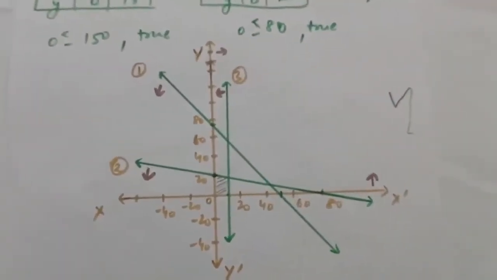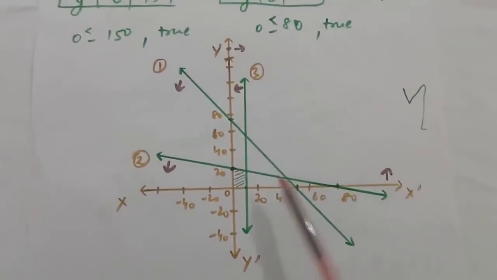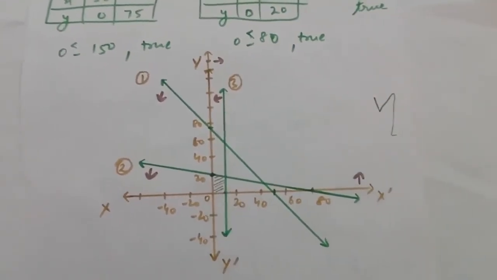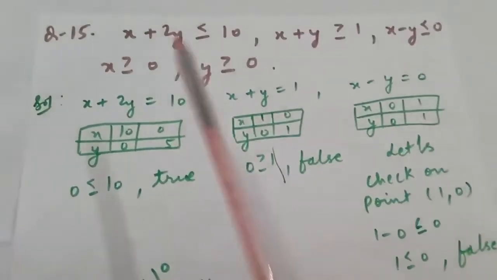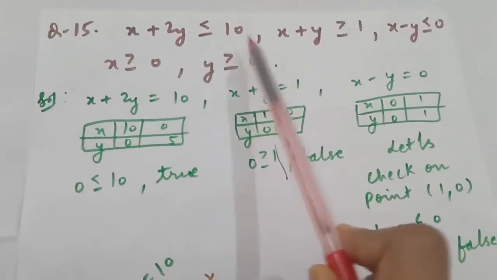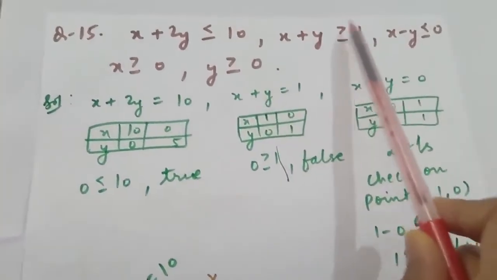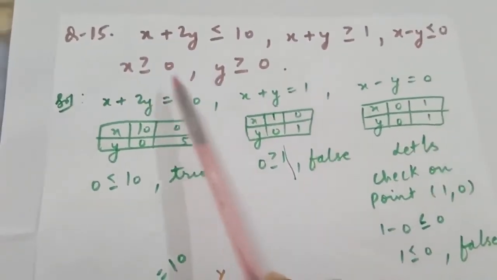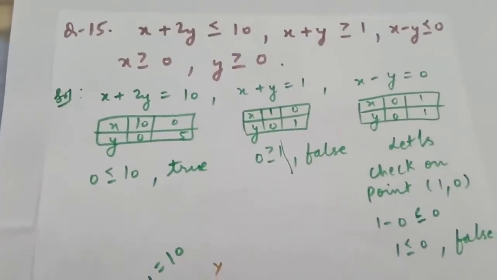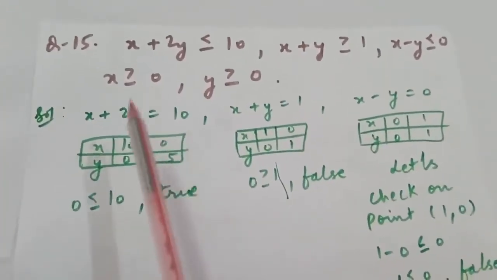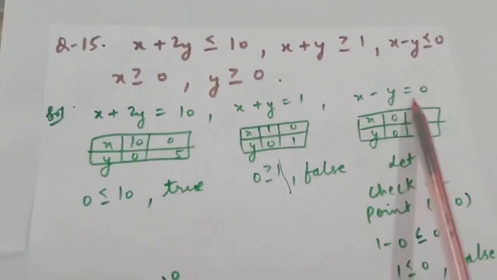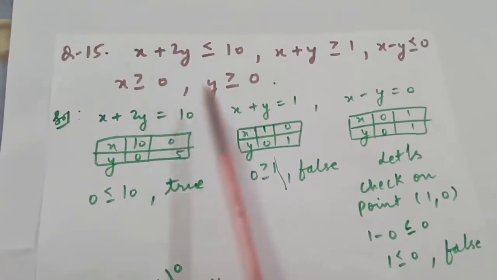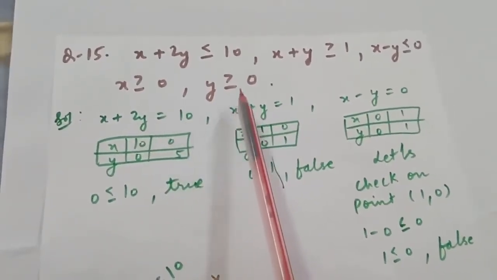Now when we will find the common region of all these lines, the solution will come this, right? This is the solution region. Okay. Now question number 15th, x plus 2y equal to less than 10, x plus y equal to greater than 1, x minus y equal to less than 0, x and y both are given as equal to greater than 0. We will draw the equations. We will draw the graph of the equations first, second and third, right? As we know, these two inequalities will lead the solution in the first quadrant.